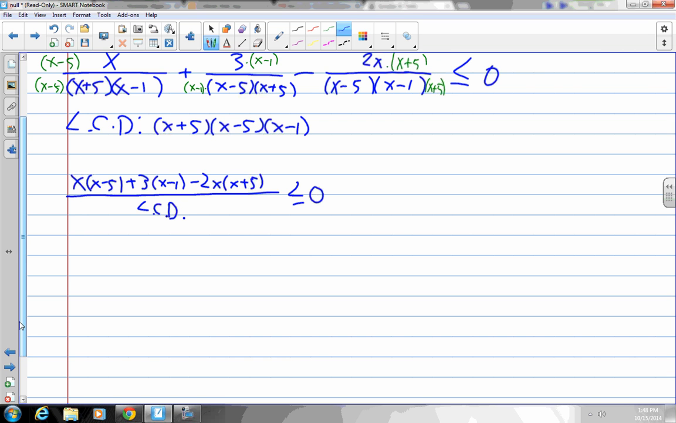I have to open up all the parentheses, combine like terms in the numerator. I'm very happy with my denominator. I'm not going to touch it. It's nice and factored, gives me probably 3 asymptotes. But in the numerator, we get x squared minus 5x plus 3x minus 3 minus 2x squared minus 10x, all over the LCD.